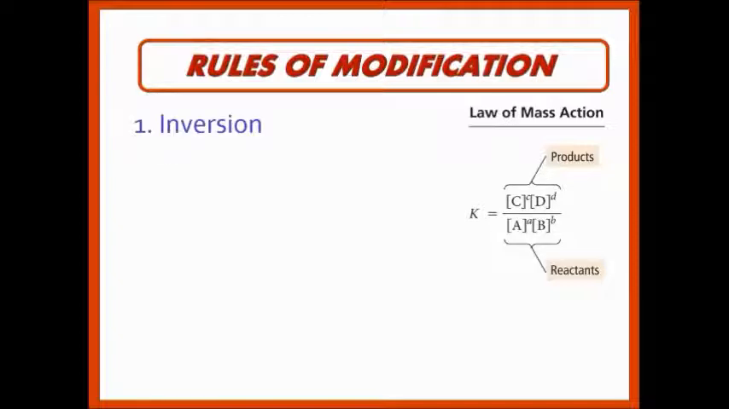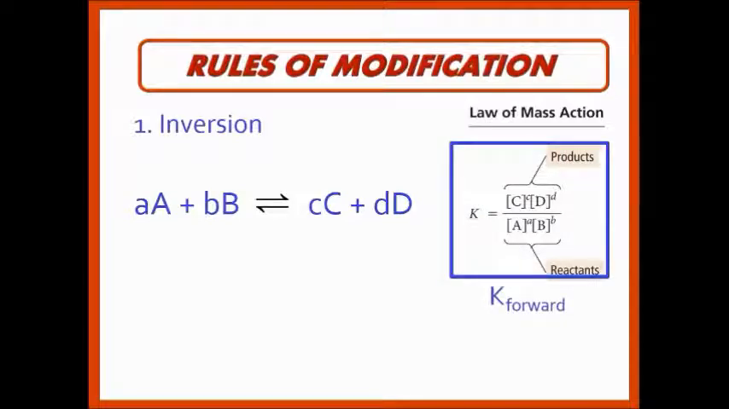The first rule is that if the chemical equation is reversed, the equilibrium constant must be inverted. For example, the equilibrium constant for the reaction shown is the products raised to the respective coefficients over the reactants raised to their respective coefficients. From here on out, this expression will be referred to as K forward.